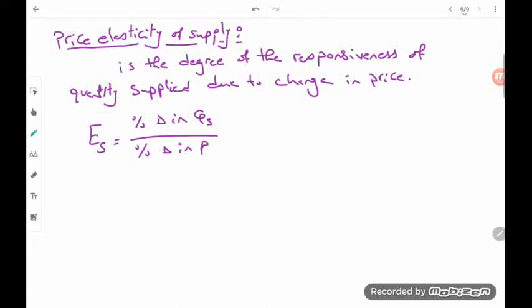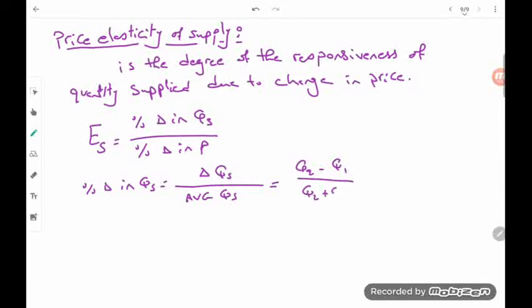And here we have two different types of elasticity of supply, point and arc. Let's start with the arc. In case of arc, percentage change in QS is calculated as change in quantity supplied over average quantity supplied, or in other words, it is Q2 minus Q1 over (Q2 plus Q1) over 2.